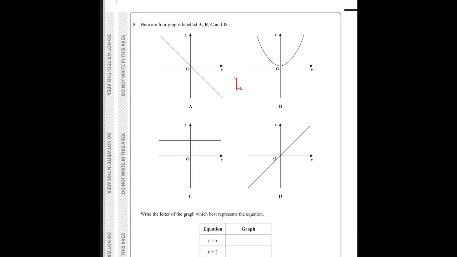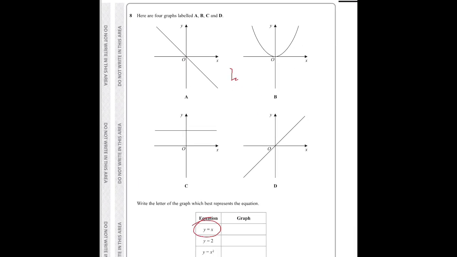Moving on. Right, number 8. Y equals x is a classic shape. It goes through 0, 0. Basically it means the line where the x and y coordinates are the same, so 1, 1, 2, 2, 3, 3, 4, 4. That's going to be graph D all day long. Y equals 2 means the graph where the y coordinate is always 2. Any point you pick on this line, the y coordinate's going to be 2. It's a horizontal line. That's C.